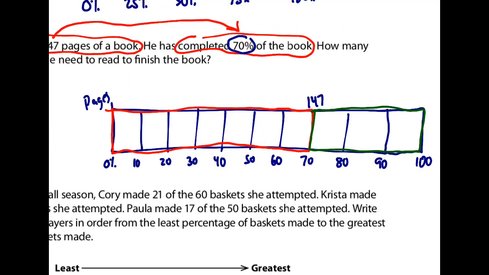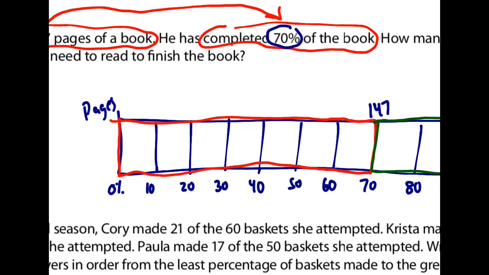Okay? So now, how are we going to figure out what he has left to read? Well, let's zoom in on the red box for a second. Remember, that's 147 pages. And how many sections is it? If you notice, there's 1, 2, 3, 4, 5, 6, 7. So what I'm going to do is I'm going to split that 147 pages into 7 sections. And 147 divided by 7 is 21. So that means each one of these, every 10% is 21 pages.